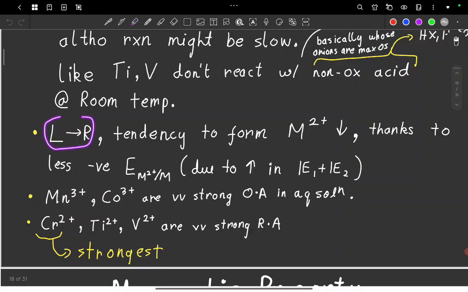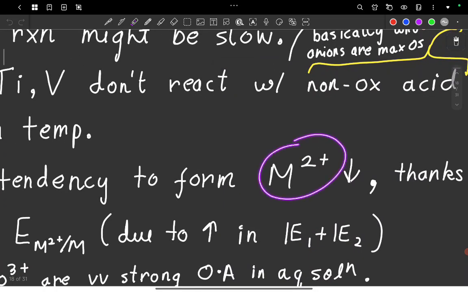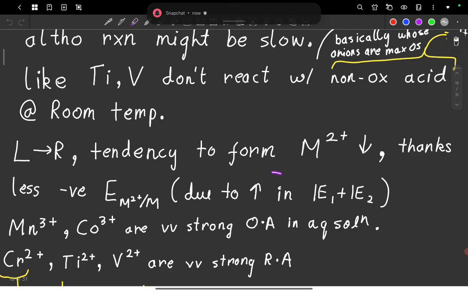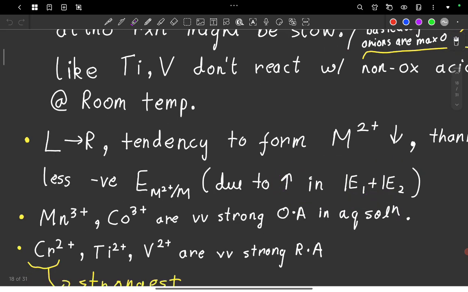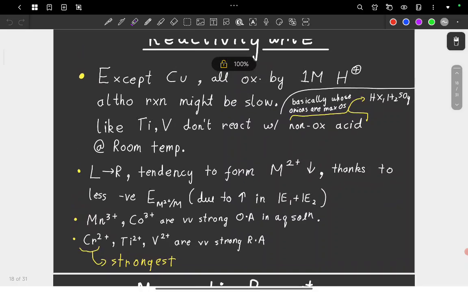Now, as we move from left to right, the tendency to form a divalent cation decreases. What is a divalent cation? Why M2 plus? If you want to go from M to M2 plus, you have to pay the price of energy by removing one electron and then removing the other electron. So, as we go from left to right, there is an increase in the sum of the first ionization energy and the second ionization energy, and this leads to a less negative E naught for this exact reaction.